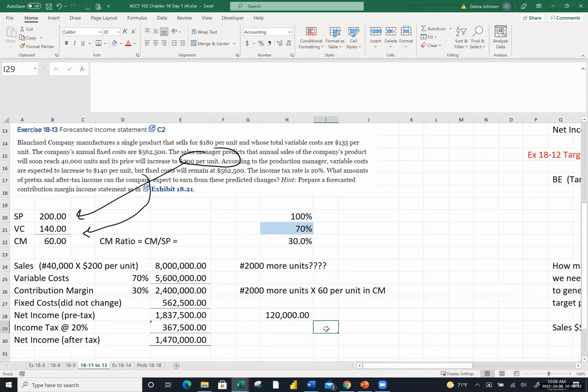There's lots of what if questions that can be answered. When you're sitting in a management position, you can't just say, oh, let me go back to my office and create a new income statement. You need to be able to answer whenever possible off the cuff. And these are the techniques that we use to do that. Questions on that? Very powerful tools once you understand and you practice the concept of this contribution margin.